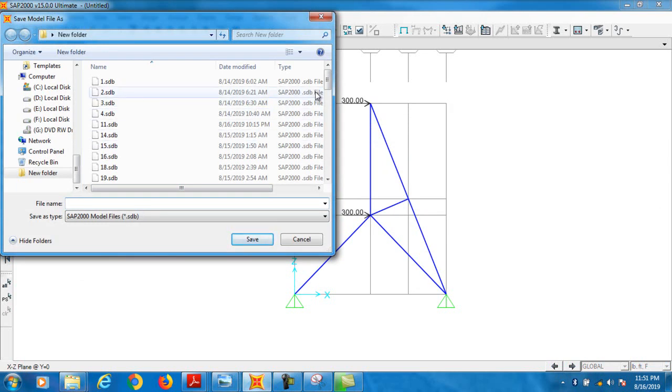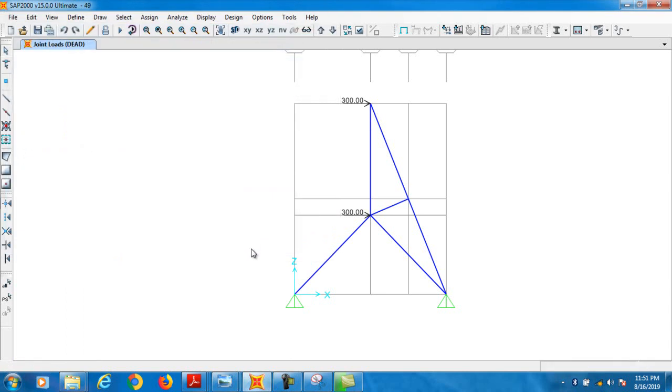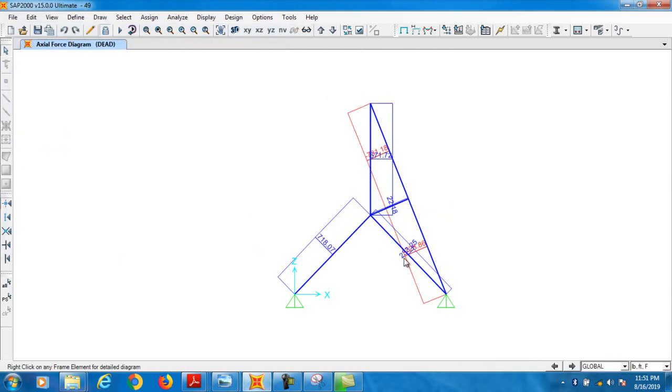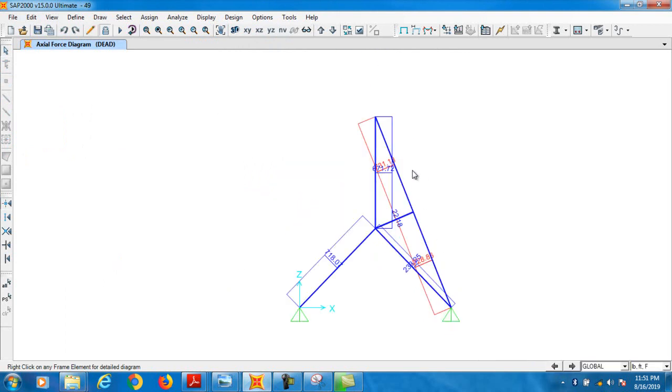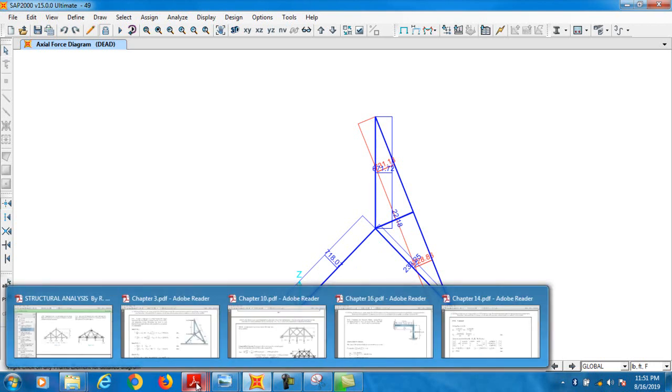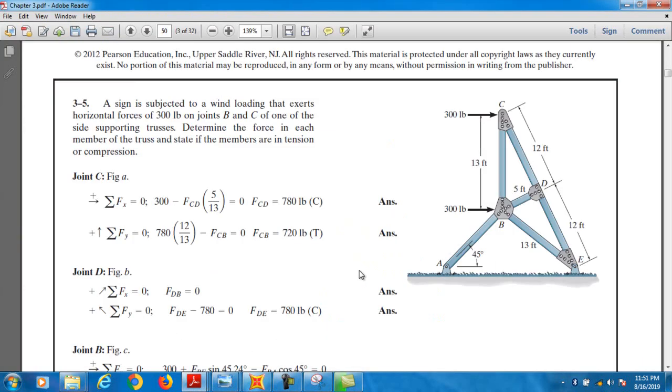This is example number 49. Save it and see the results. These are the results. You can check. Okay, you have only two members in compression, and the rest of the members are in tension. So let's check these members to see whether our results are satisfied or not.